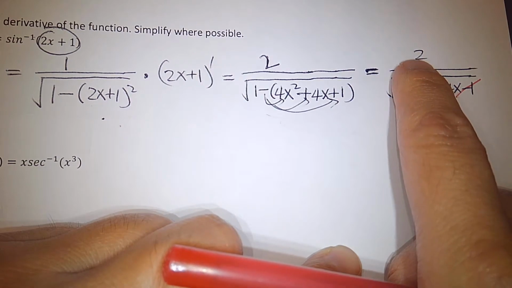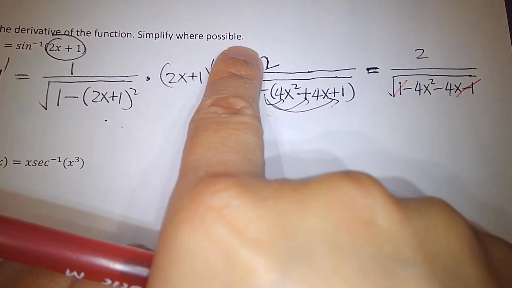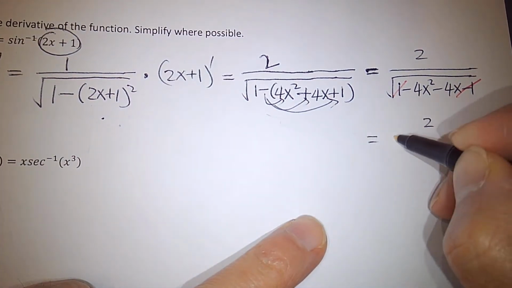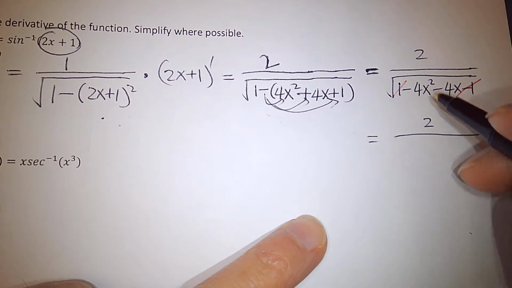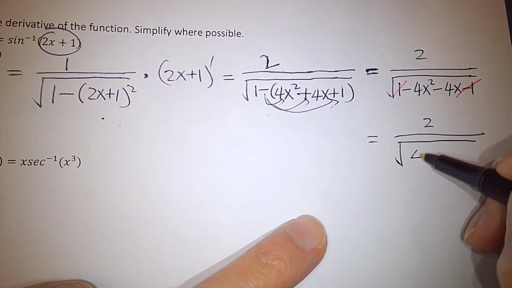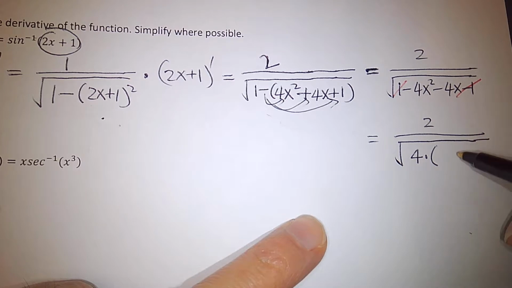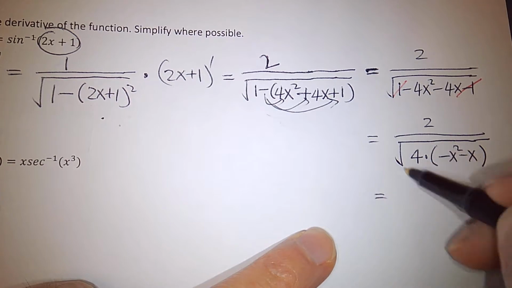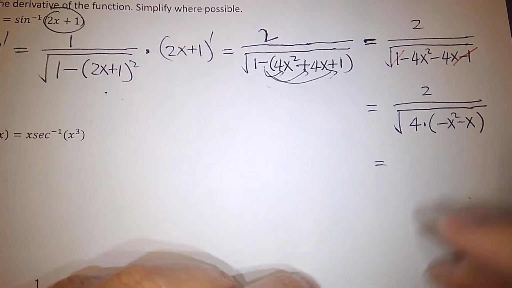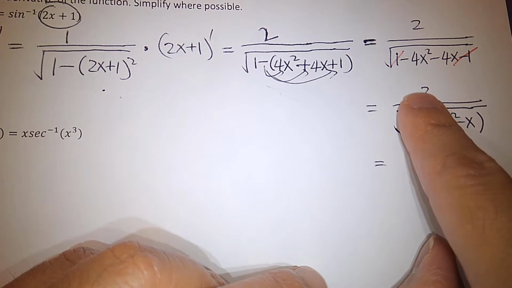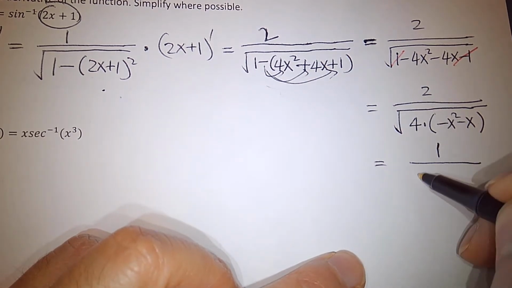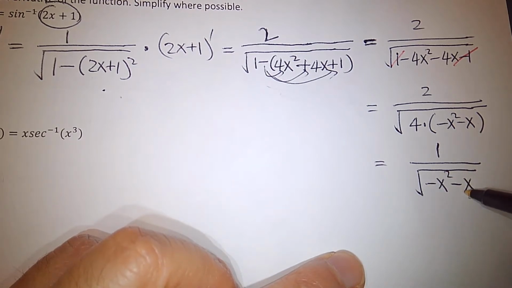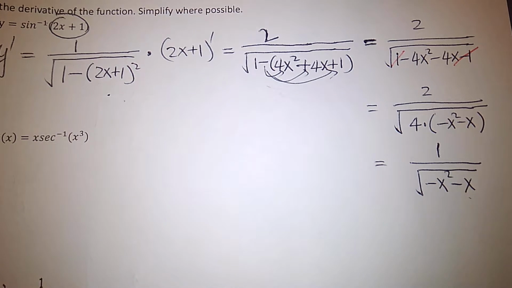On the top we have a 2. It says simplify where possible. So I would say there is a 4, pull the 4 out: negative x squared minus x, in parentheses. What is the square root of 4? 2. The square root of 4 is 2, which cancels out with this 2. So I would say 1 over square root of negative x squared minus x. Done.